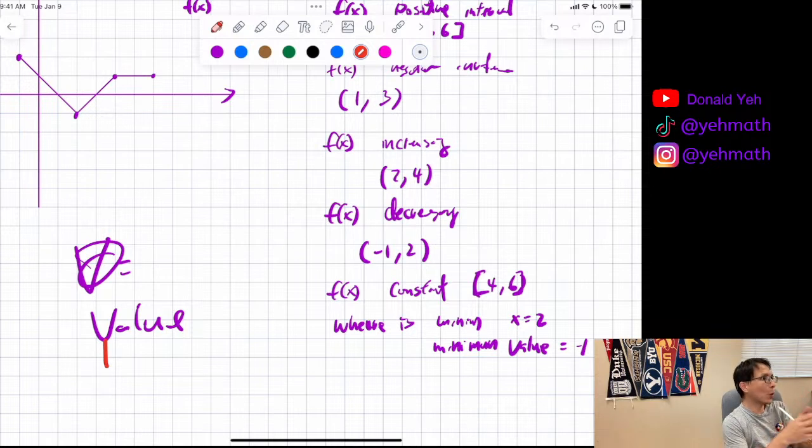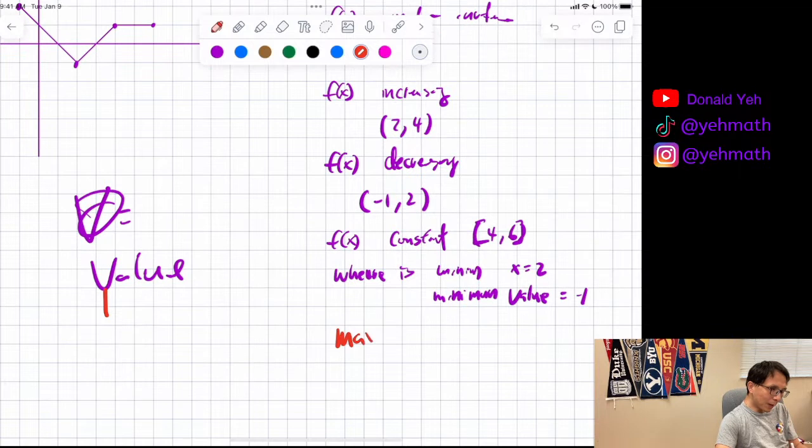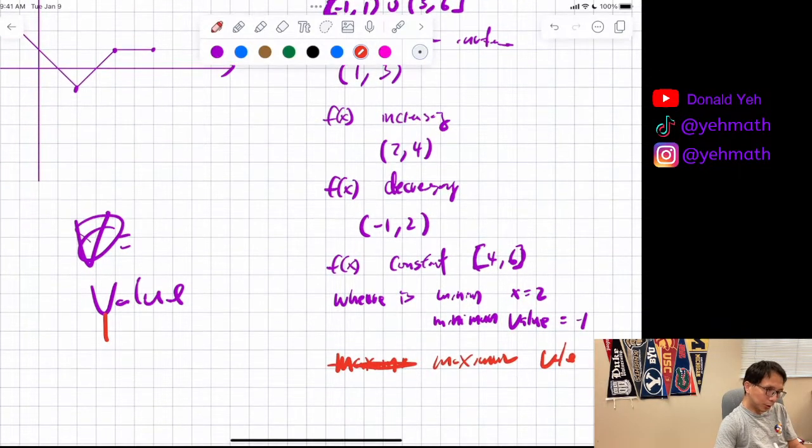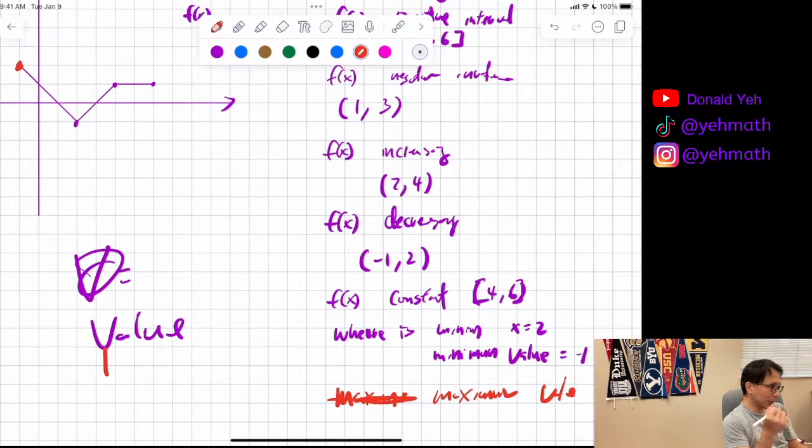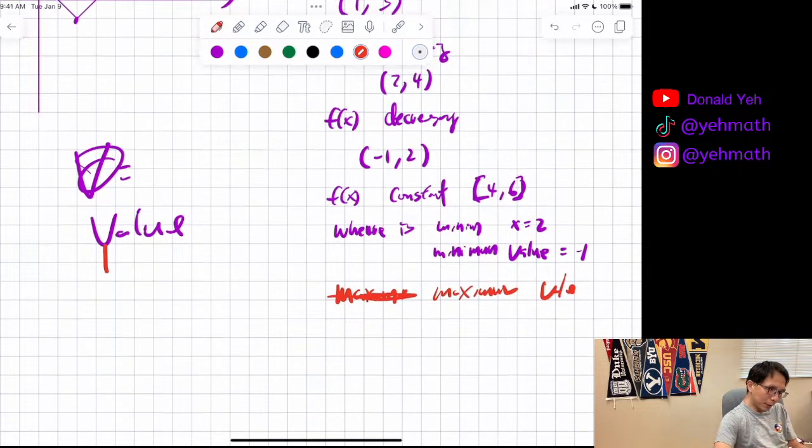Now, if I say where in X a relative minimum occurred, then you're gonna say it occurs at X equal to 2. But minimum value is gonna be what? -1. Is that okay? What's the maximum value? 2. So maximum value is 2, because it's the highest point. Now this is not relative. This is called absolute maximum value. So that's going to be 2.